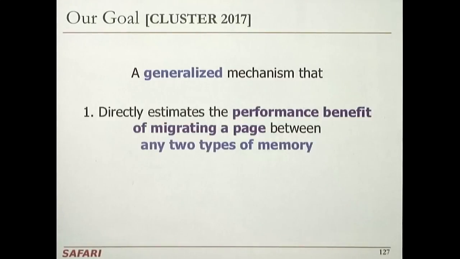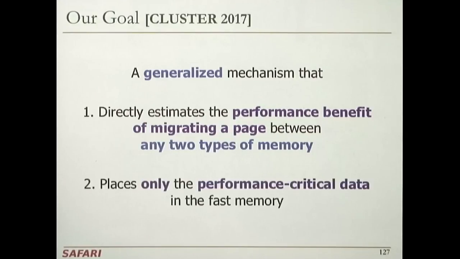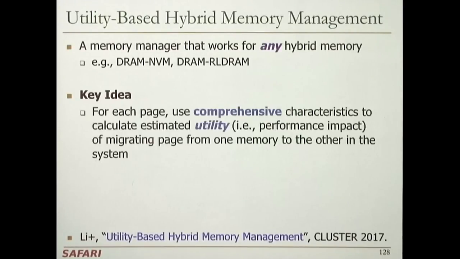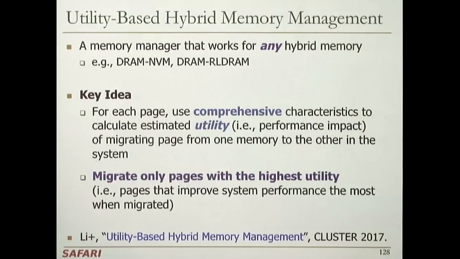OK. So wouldn't it be nice if you have a generalized mechanism that directly estimates the performance benefit of migrating a page between any 2 types of memory and places only the performance-critical data in the fast memory. So if you want to know about this, you should take a look at this paper. The key idea is for each page, you calculate some utility metric, the performance impact of migrating that page from one memory to the other in the system. Now, how do you calculate that? You should really read the paper. And you migrate only pages with the highest marginal utility, pages that improve system performance the most when migrated. So calculating that utility metric is really the key.